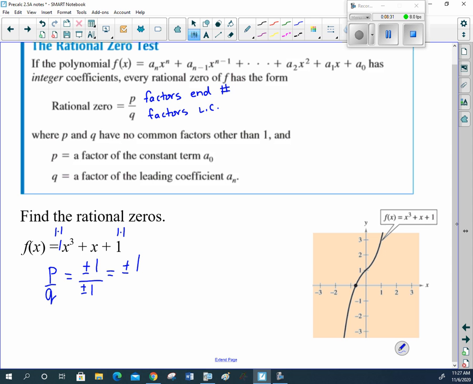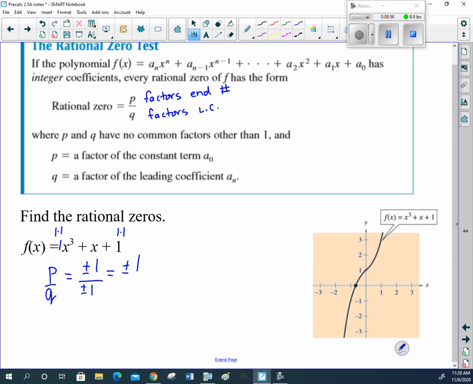Now if the 0 is an irrational number, like a square root, or an imaginary number, this won't help you find it. P divided by Q won't help you find it. So P divided by Q only helps you find the rational zeros. So it'll help you find the zeros if they're integers and even if they're fractions. We don't have any fractions here because this just turned out to be positive or -1.